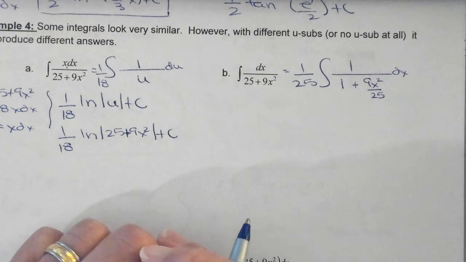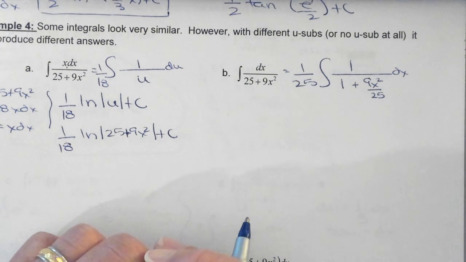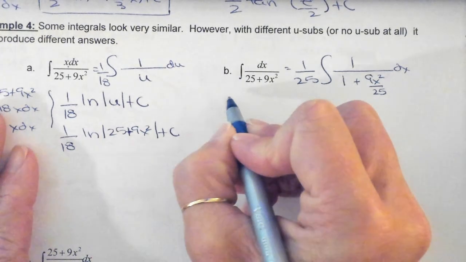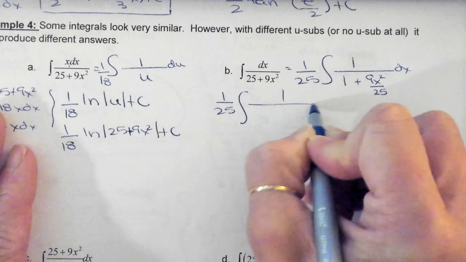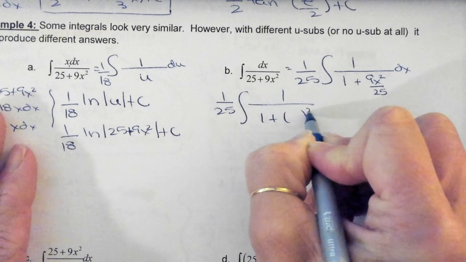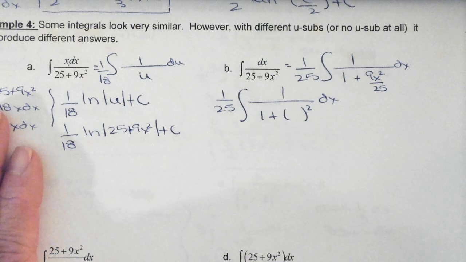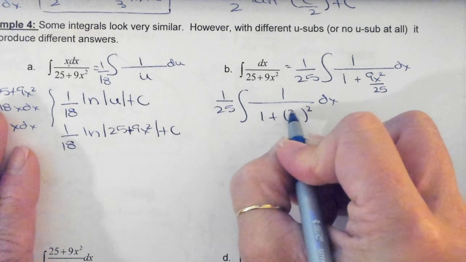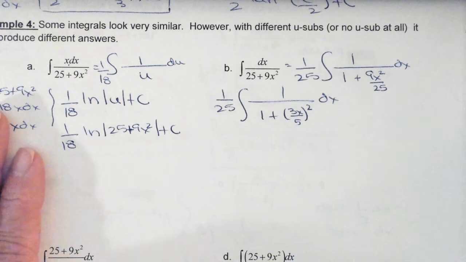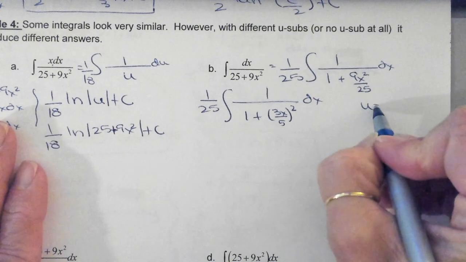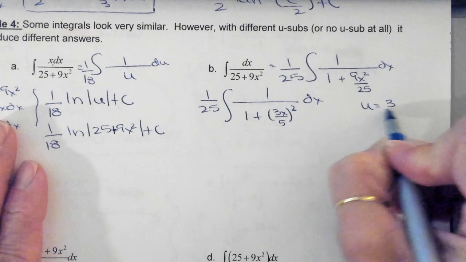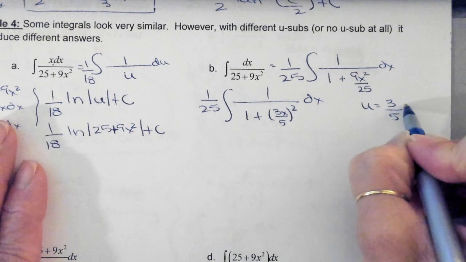How's that going to help me? Perfect squares. So now you've got 1 over 25 times the integral of 1 over 1 plus, I want to write this as a perfect square quantity. What is it? 3x over 5 or 3/5 x, it doesn't matter. Now what do I do? U sub. So what is u? 3x over 5 or 3/5 x.